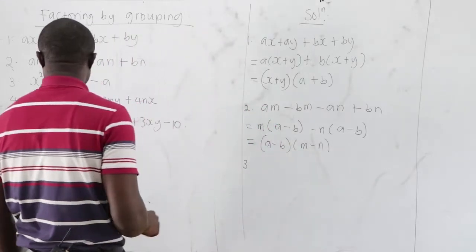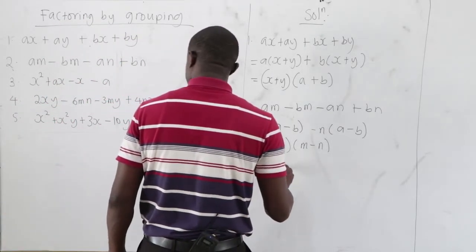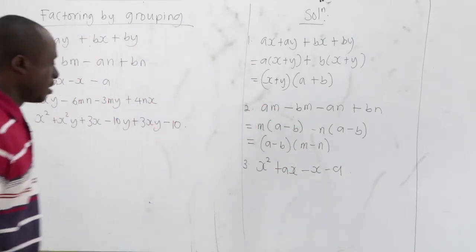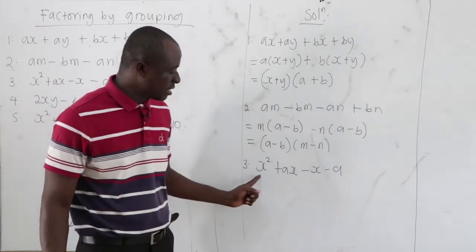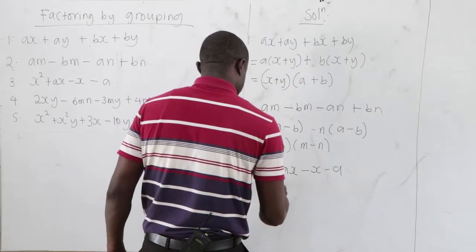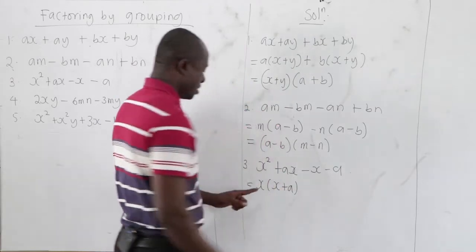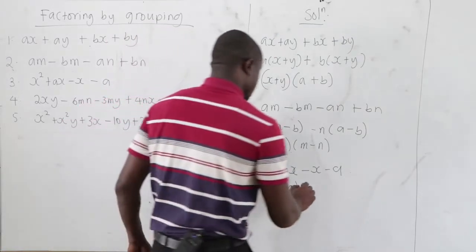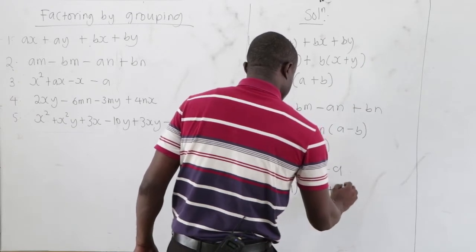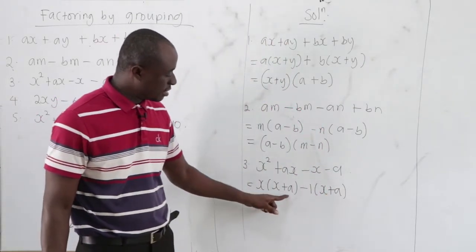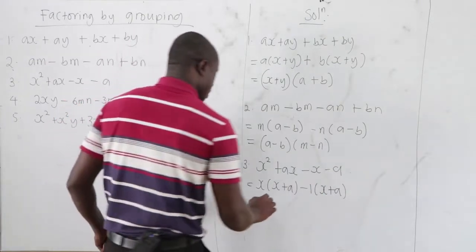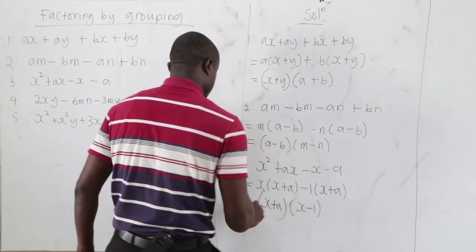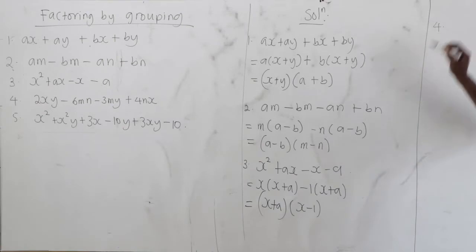Now let's see the third one. We have x squared plus ax minus x minus a. Now with this, let's consider the first two terms. Clearly x is common, so we can bring x out. So we have x(x plus a). This time this, that is ax. Negative x, negative a, so you can factorize negative 1 out. So we have negative 1(x plus a). Now x plus a common, factorize it out. So you have (x plus a). What do you have here? (x minus 1).